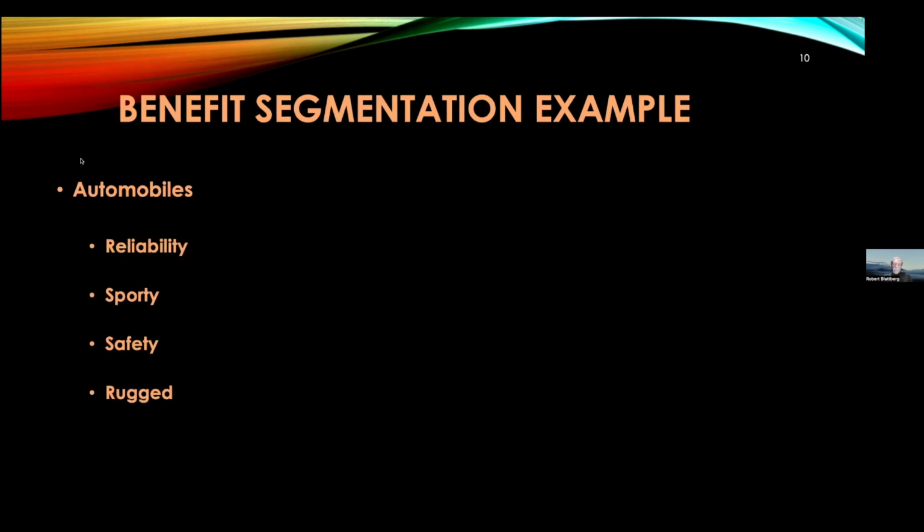The next example is benefit segmentation. And benefit segmentation is a very commonly used tool. I'm going to give another example of it in a minute. But automobiles. So we have different kinds of cars that are reliable, cars that are sporty, safety, which is Volvo, rugged. I used an example recently in the videos of the Rivian, which is an electric vehicle, and it's a SUV as well as a truck.